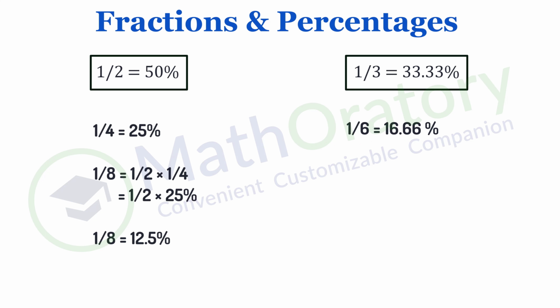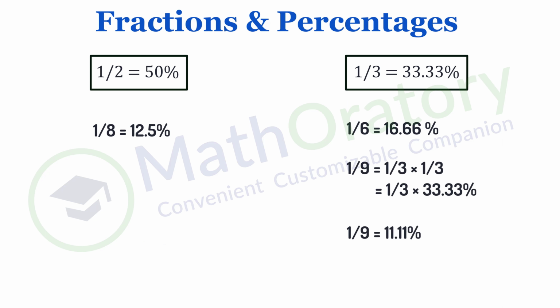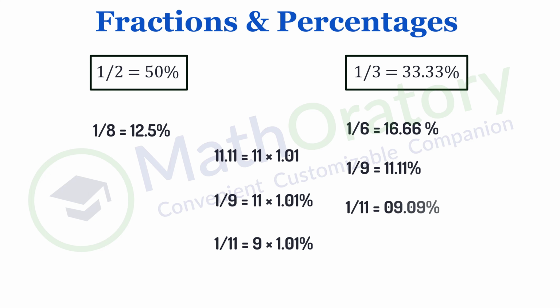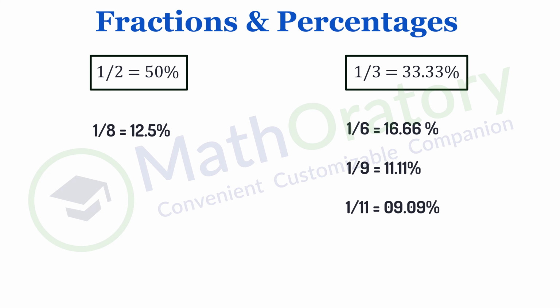Who can tell me 1/9? It's 1/3 of 1/3, right? So basically 1/3 of 33.33, so that should be 11.11%. Now, if you check this out, 11.11% can be written as 11 into 1.01%. Now, simply exchange the 9 and 11. So what you get is 1 by 11 should be 9 into 1.01%. So 1 by 11 is 09.09%. Why am I writing 09.09? There's a reason to it. If you observe well, there's a repetition of 09, right? So there's a repetition of 9 before and after the decimal, and in two decimal places as well.